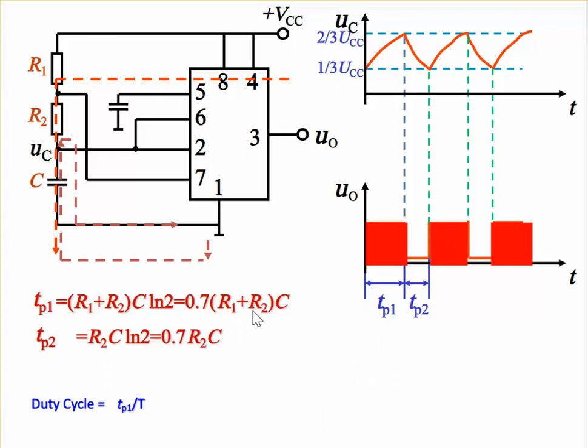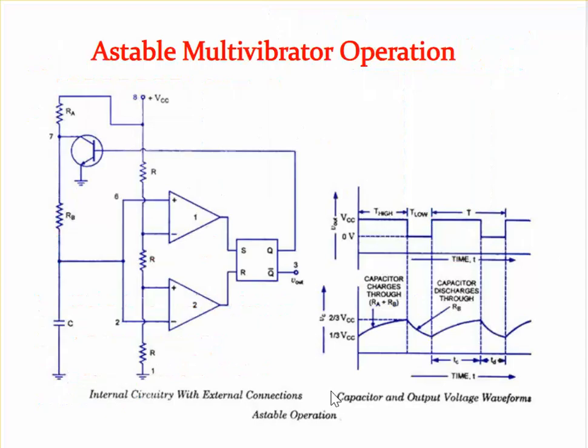In some of the textbooks, it will be mentioned as 0.69. In some places, it will be mentioned as 0.7. So this is the total time period, T on plus T off, which is equal to 0.7 (R1 plus 2 R2) C. So this is the astable multivibrator whole circuit along with its waveform. Thank you.